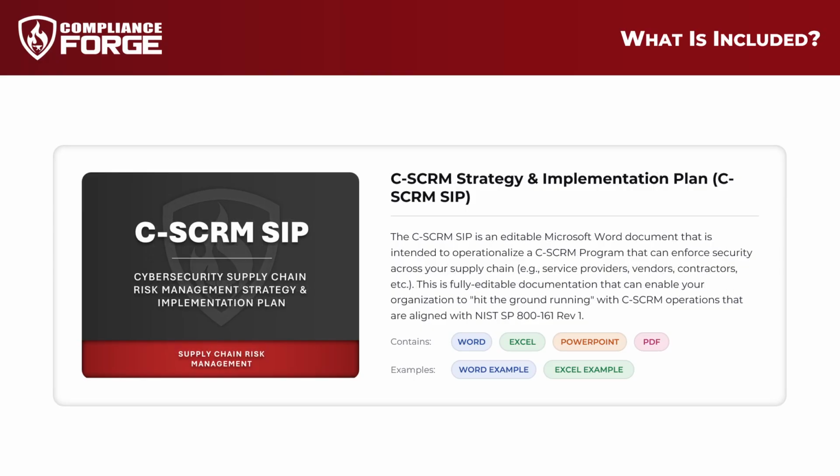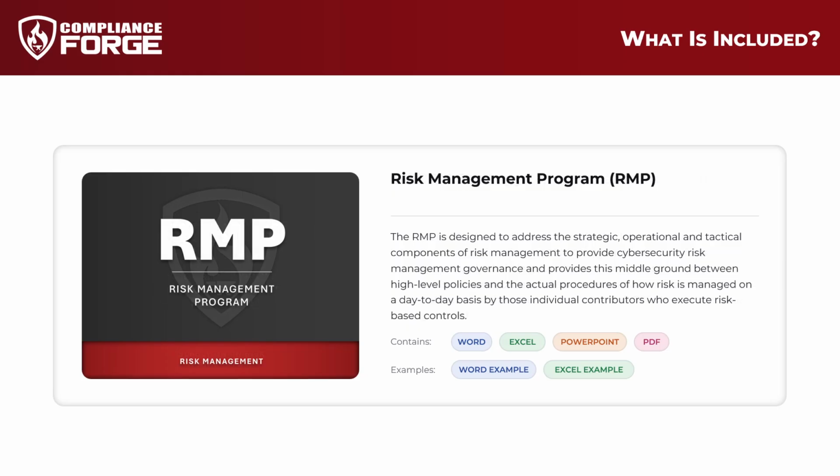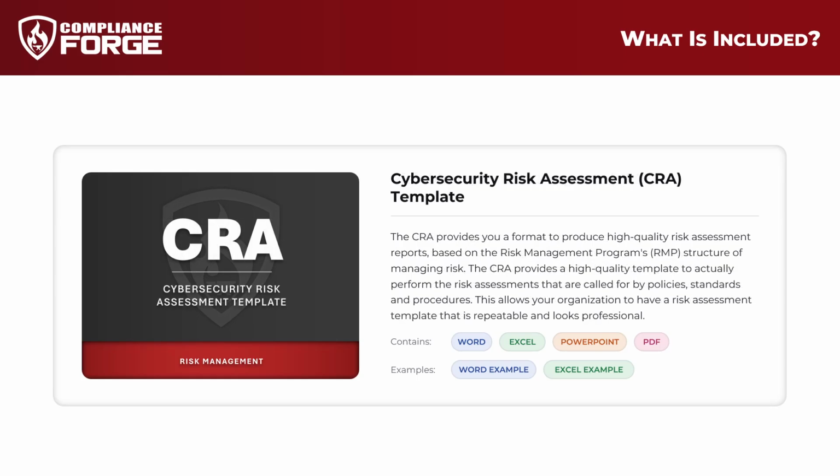The third is the CSCRM Strategy and Implementation Plan, intended to operationalize a supply chain risk management program aligned with NIST 800-161 Revision 1. The fourth is the Risk Management Program, addressing the strategic, operational, and tactical components of risk management. The fifth is the Cybersecurity Risk Assessment Template, which provides the format to produce high-quality risk assessment reports.